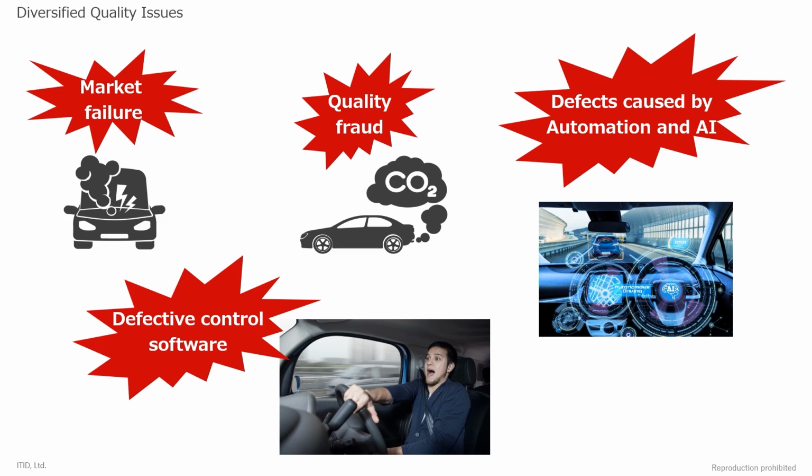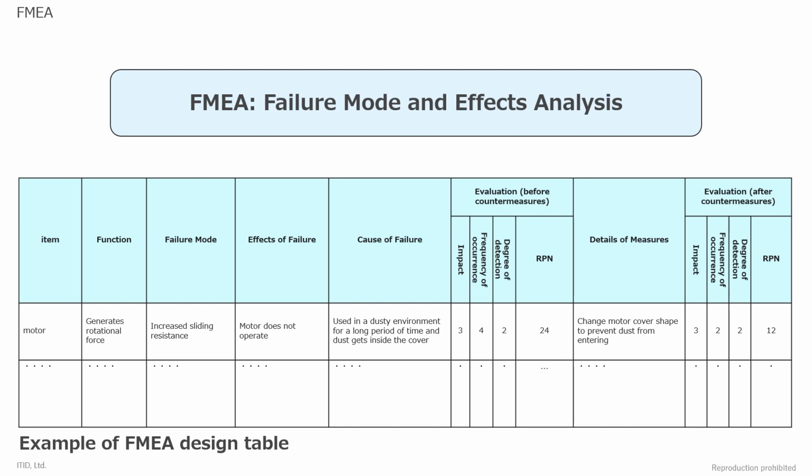Recently, not only market defects, but also quality fraud issues and defects caused by automation and AI need to be managed since the word quality has become more diverse. As a result, quality management needs to be strengthened. Failure mode and effects analysis is widely used to solve such quality problems.